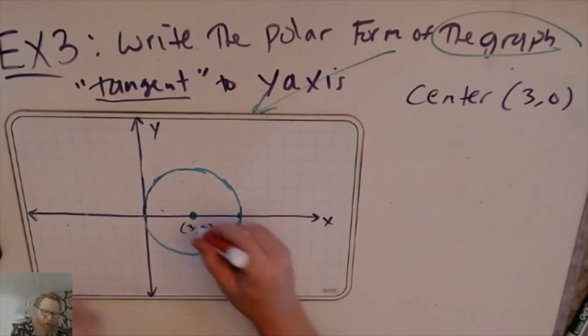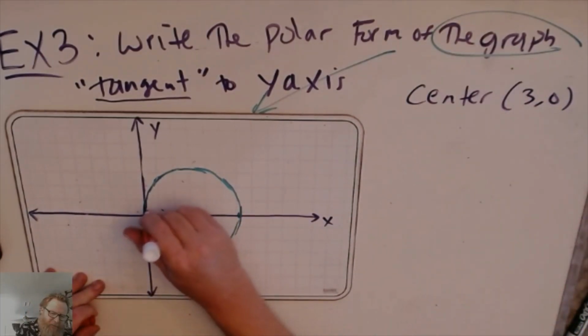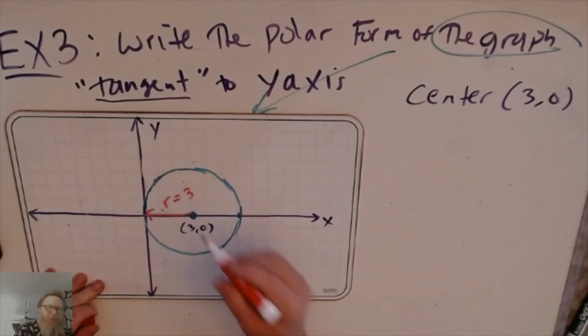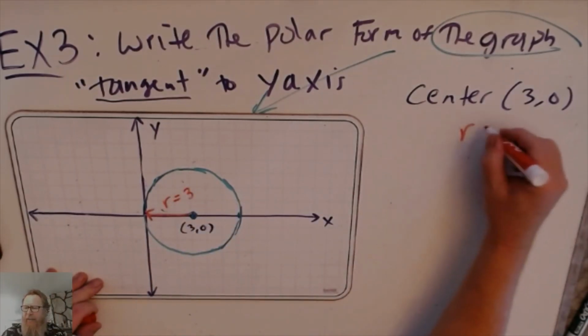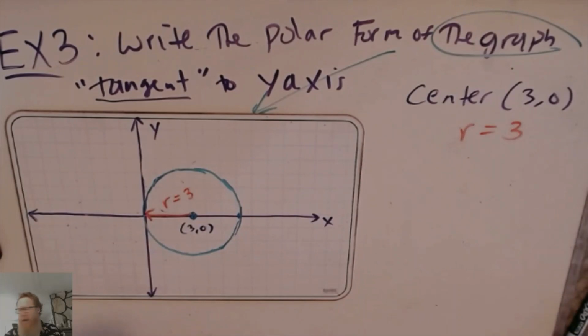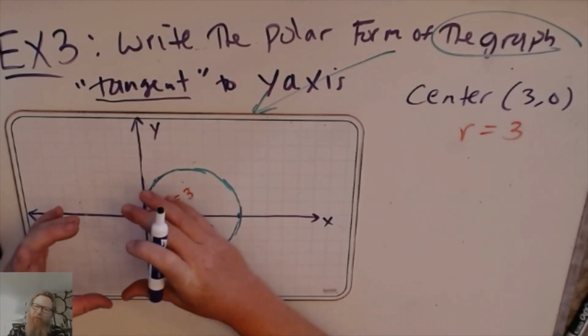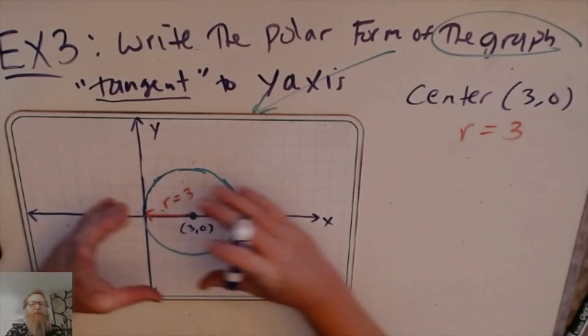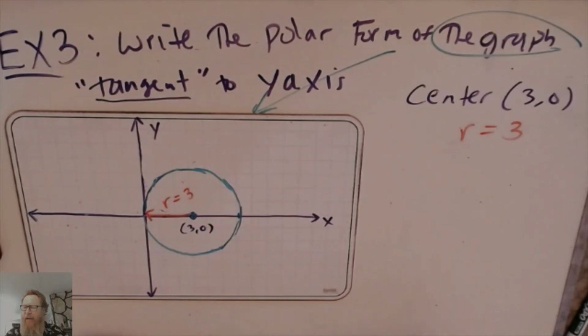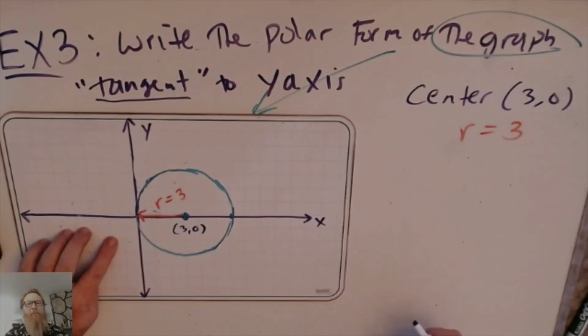And in order for it to be tangent, the radius is also 3. Otherwise, it would not actually touch the y-axis. Just to get the idea of how the equations work, I'm going to start off with equations that are at least either centered, or if they're not centered at the origin, then they're tangent to the axis, or to the origin in this case.